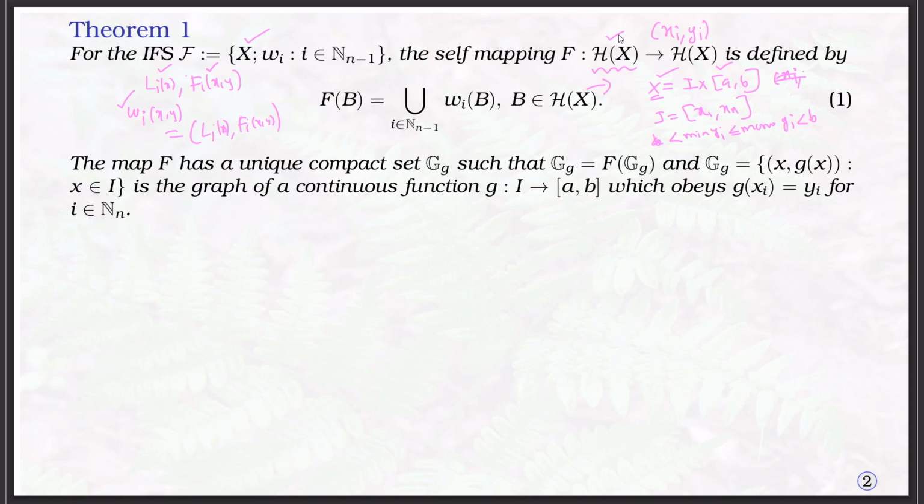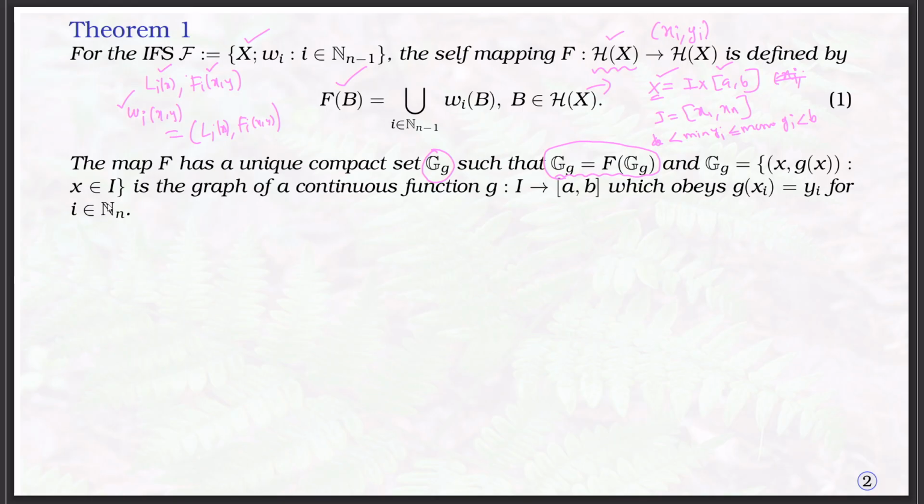Now we defined the mapping F, that means the Hutchinson-Barnsley mapping on H of X, by using the Wi's. Then this mapping F has a unique compact invariant set. That set we can call G of g, such that the compact invariant set satisfies this fixed point equation, where G is x comma g of x for all x belonging to I.